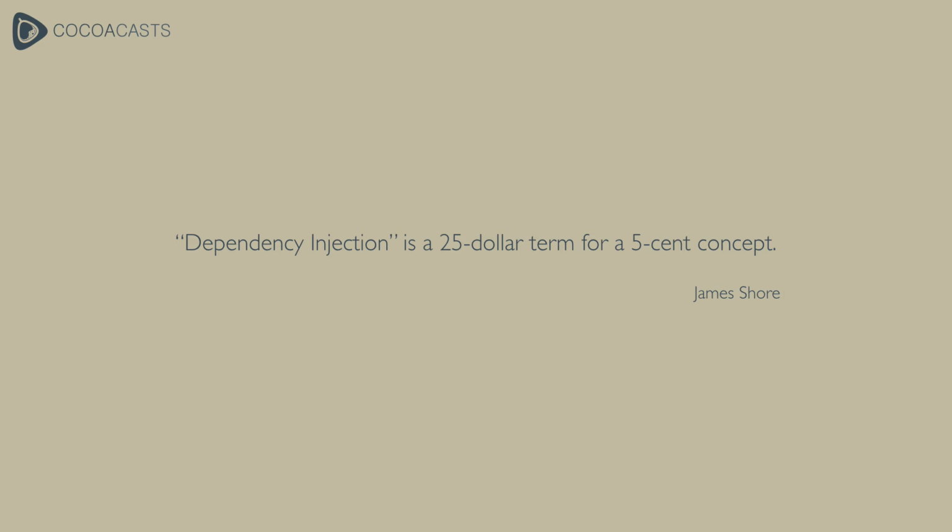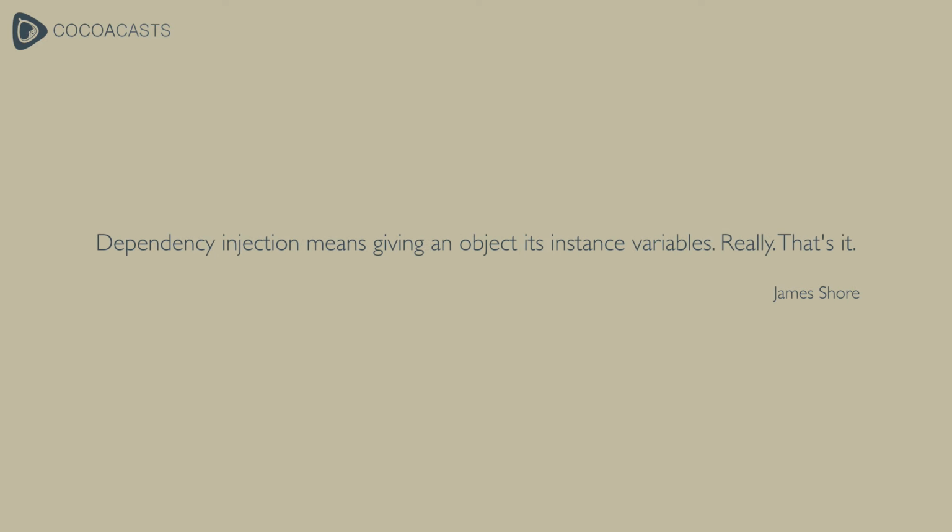But what is dependency injection really? I later learned that, if reduced to its bare essentials, dependency injection is a simple concept. James Shore offers a succinct and straightforward definition of dependency injection. Dependency injection means giving an object its instance variables. Really, that's it. For developers new to dependency injection, it is important to learn the basics before relying on a framework or library. Start simple.